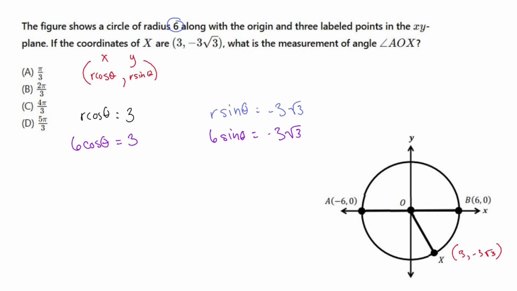Let's focus on solving this guy completely first, and then we'll get to the next one. If we divide everything by 6, cross you out, cos theta is going to equal 1/2. Okay, now over here, we have divide by 6, cross you out, sine theta equals negative. Now, 3 over 6 is 1/2, so root 3 over 2.